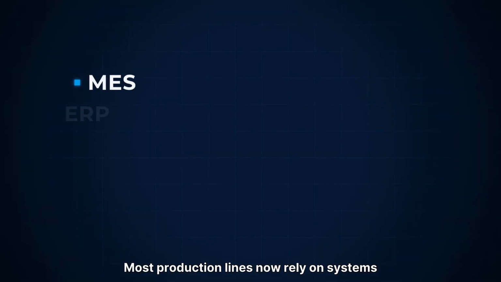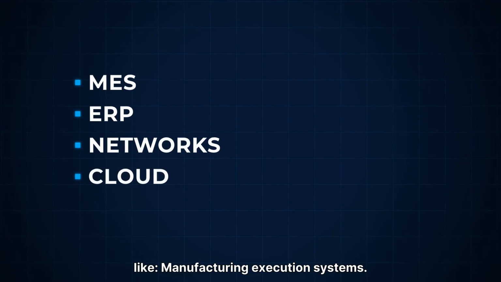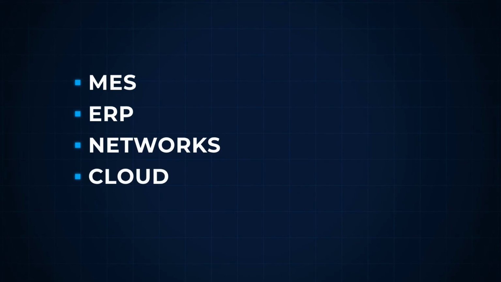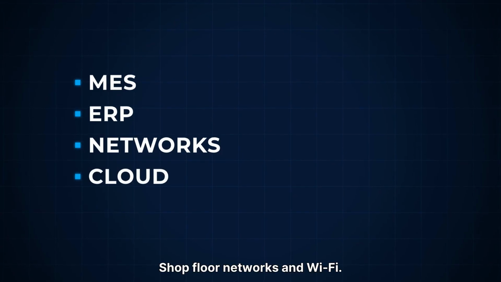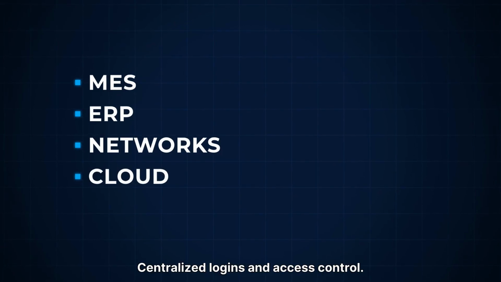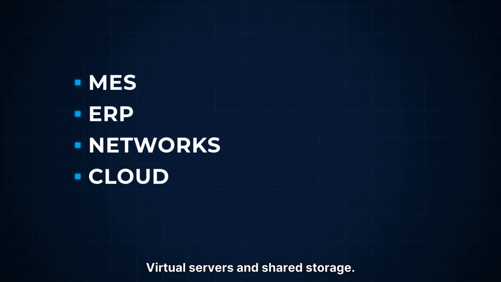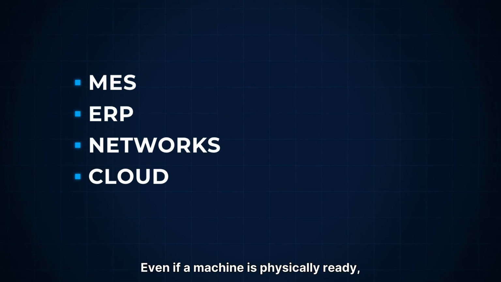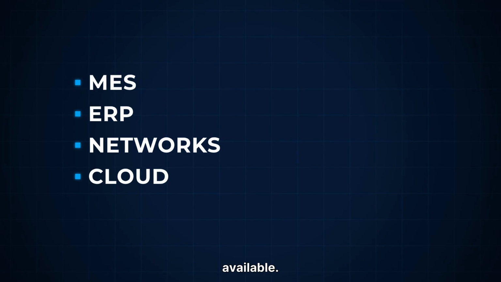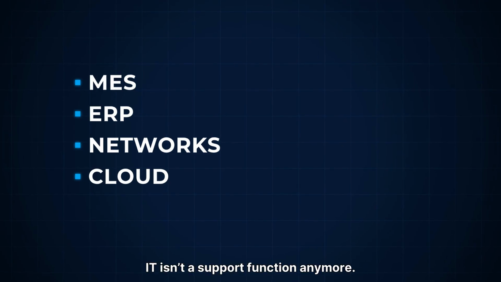Most production lines now rely on systems like manufacturing execution systems, ERP platforms, shop floor networks and Wi-Fi, centralized logins and access control, virtual servers and shared storage, cloud services and remote access. Even if a machine is physically ready, it often can't run without IT being available. It isn't a support function anymore. It's part of the production line.